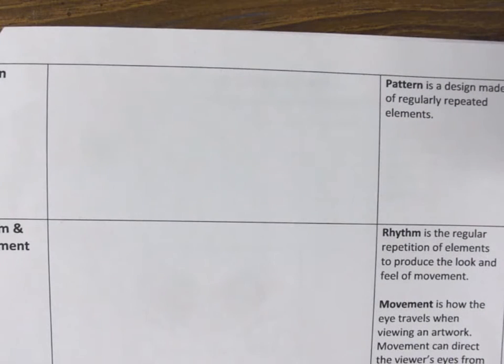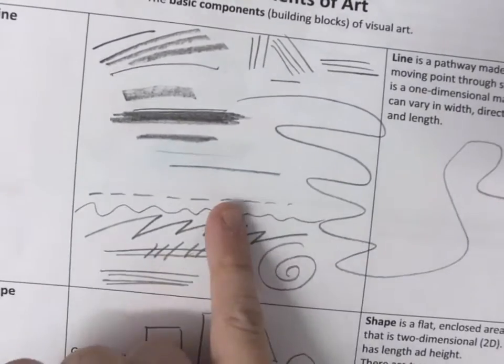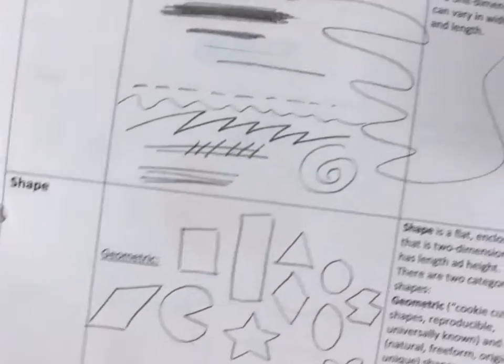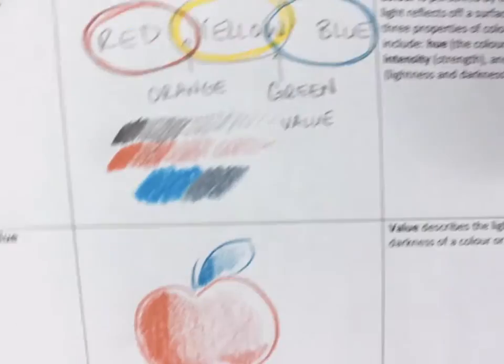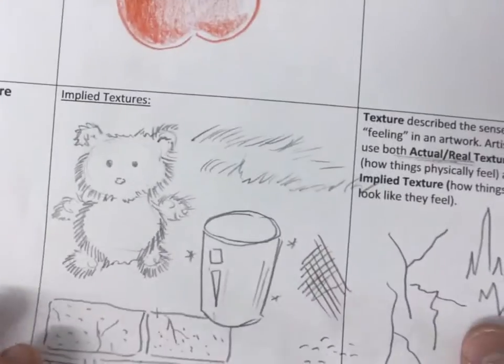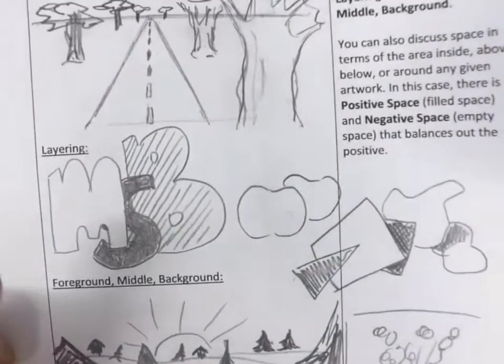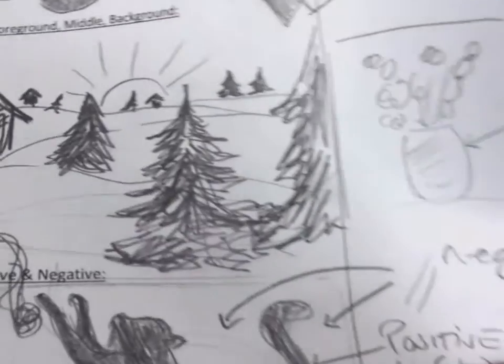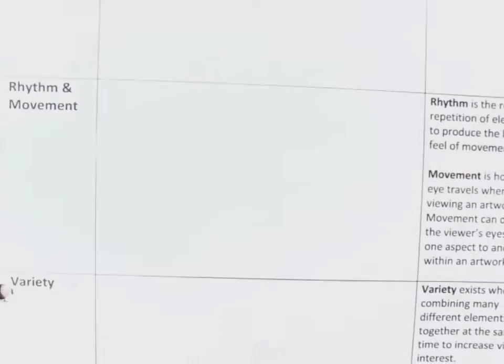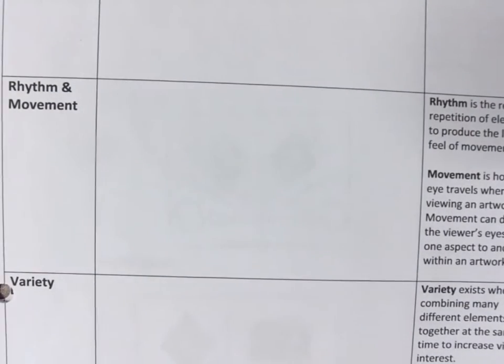Again, visiting the elements package just quickly, okay? We can make a pattern using lines, using shapes. We can make a pattern using colors, values. We can make a pattern using different textures. We can make a pattern using different space, larger spaces or no spaces at all, okay? And in terms of positive and negative space, okay?